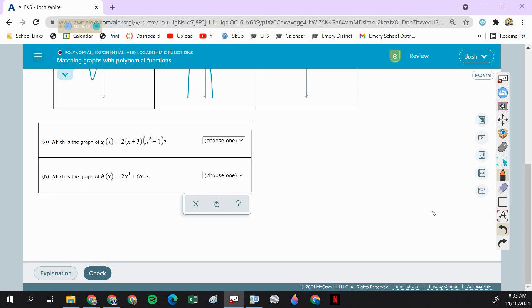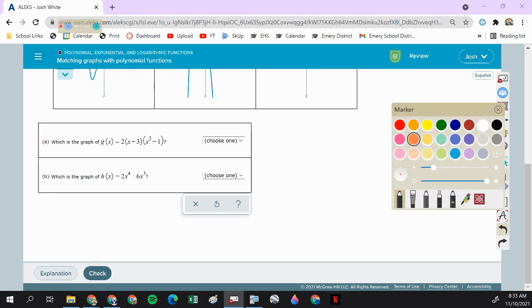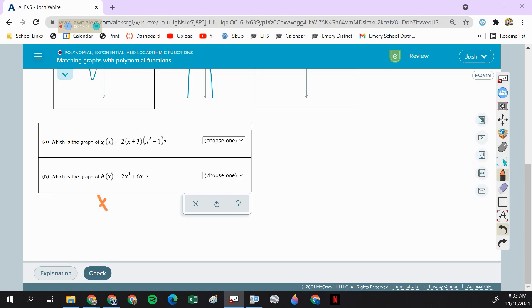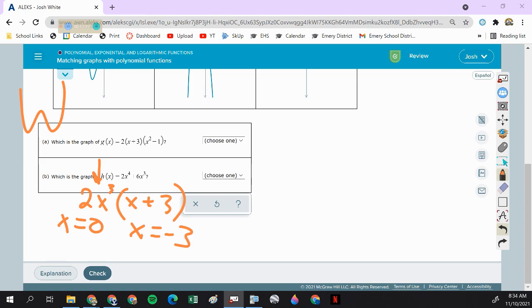I don't need the calculator anymore. So, excuse me, let's factor this. I'm going to pull out a 2x to the third, and then I get x plus 3. So I know this one, it's a W because it's an x to the fourth. And I know it hits at x equals 0, and again at x equals -3. Right? But it actually hits 0 3 times.